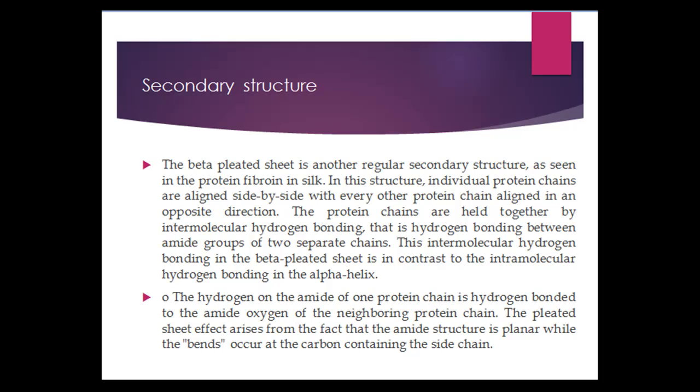separate chains. This intermolecular hydrogen bond in the beta-pleated sheet is in contrast to the intramolecular hydrogen bonding in the alpha helix. The hydrogen on the amide of one protein chain is hydrogen bonded to the amide oxygen of the neighboring protein chain. The pleated sheet effect arises from the fact that the amide structure is planar while the bends occur at the carbon containing the side chain.